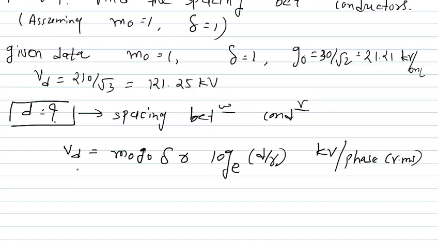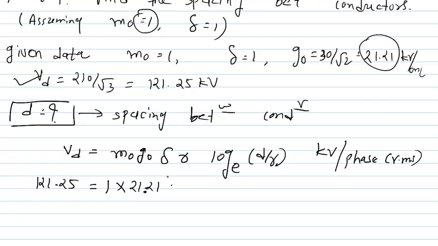Now we'll put VD equal to, what is the VD? This is the VD, and that answer is 121.25 is equal to M0. What is the M0? M0 is 1, so putting 1. G0 is 21.21. Multiply delta, the density is 1. Then R, what is the R? R is also given. R equal to 1.956 by 2, where this is the diameter. So answer is 0.978. So I will put here 0.978.